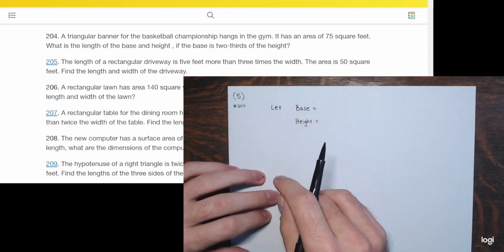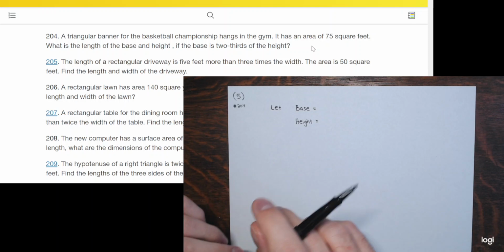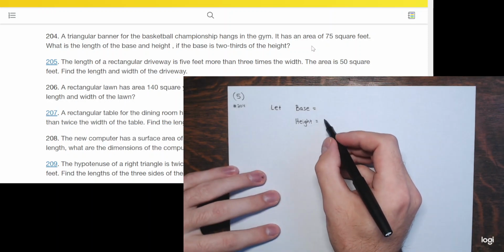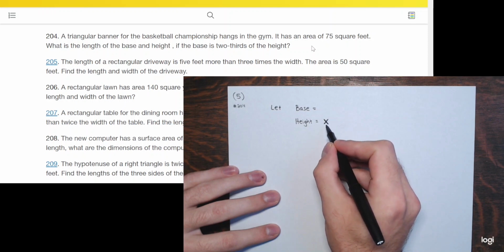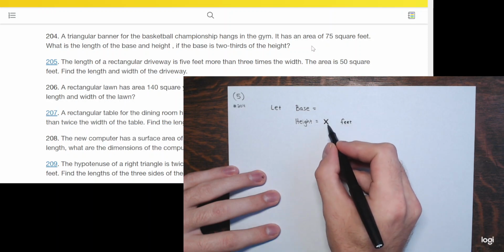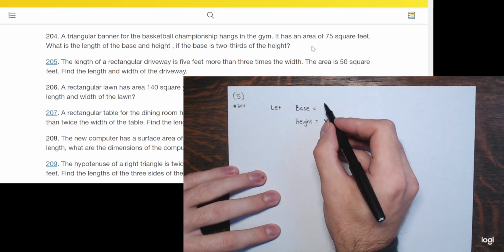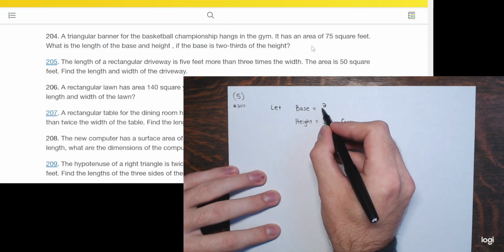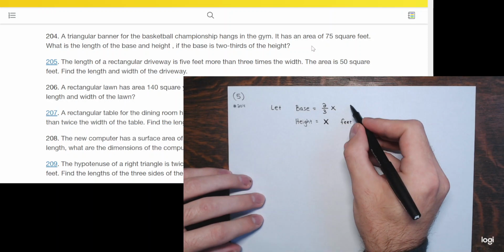And since they gave us the base in terms of the height, they tell us that the base is 2/3 of the height. I'm going to call the height, this time I'll use x, why not? Or h, or whatever you want. So if the height is x feet, because the area was given in square feet, the height of the triangle is x feet, and they told us the base is 2/3 of the height. Usually the word of implies multiplication. 2/3 of the height, so 2/3 times x, and that would also be in feet.